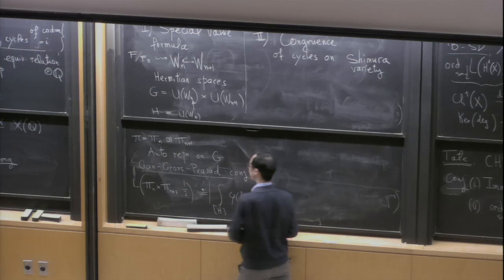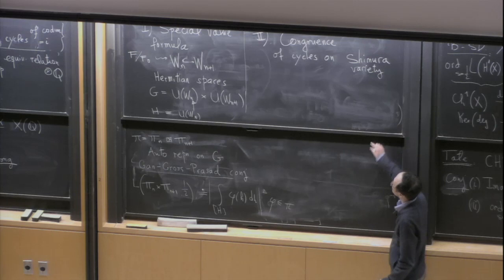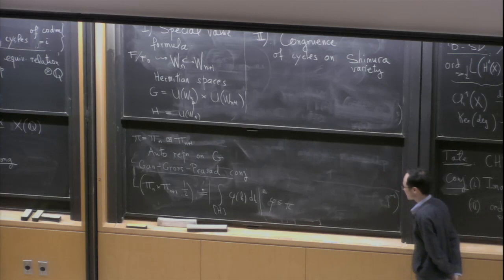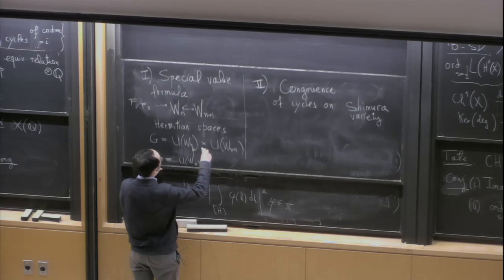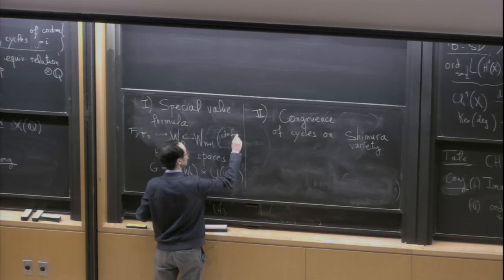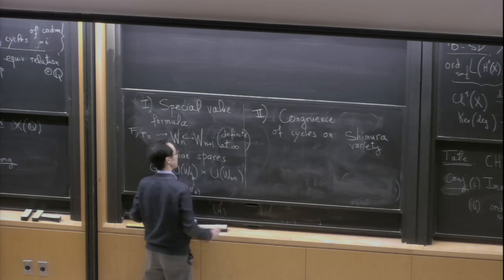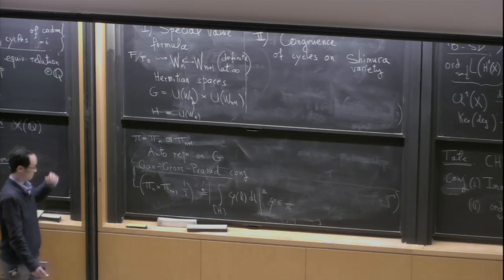to connect to cycles on Shimura varieties. In this case, the important thing is that both G and H are definite at infinity, at Archimedean places. So that's sort of the first half, the first step.